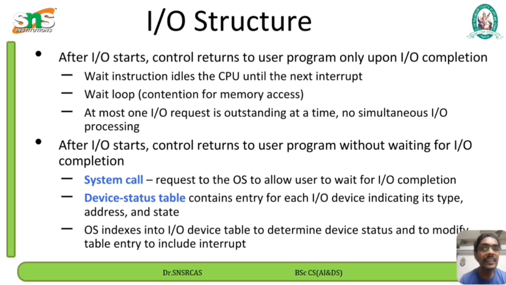And the next item is the device status table, which contains an entry for each IO device indicating its type, which means what type of IO device is in process, the address of the IO device stored in main memory, and the actual state of that particular device.